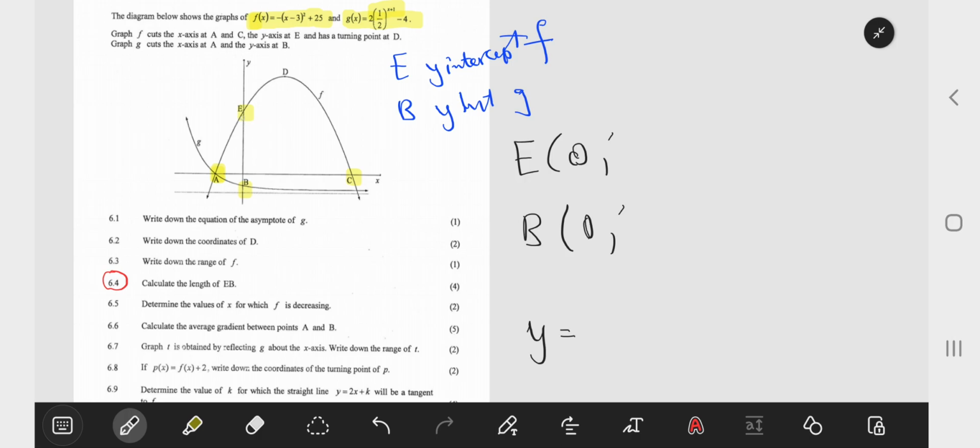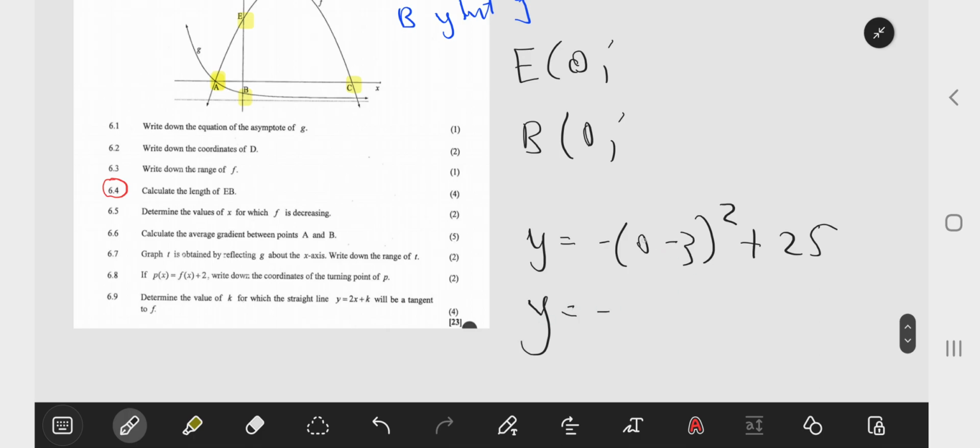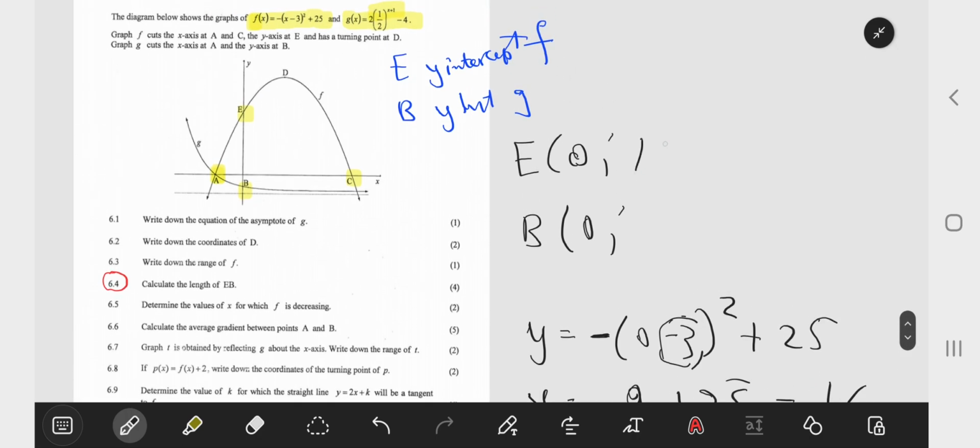So y is equal to, in f where we see x we substitute 0, so it is (0 minus 3) squared plus 25, right? And then negative 3 squared will be 9, okay? Because negative 3 squared is negative times negative, which will be positive. The negative inside we retain here. So plus 25, and then your answer is 16, right? So for E it will be 16, so it's (0; 16).